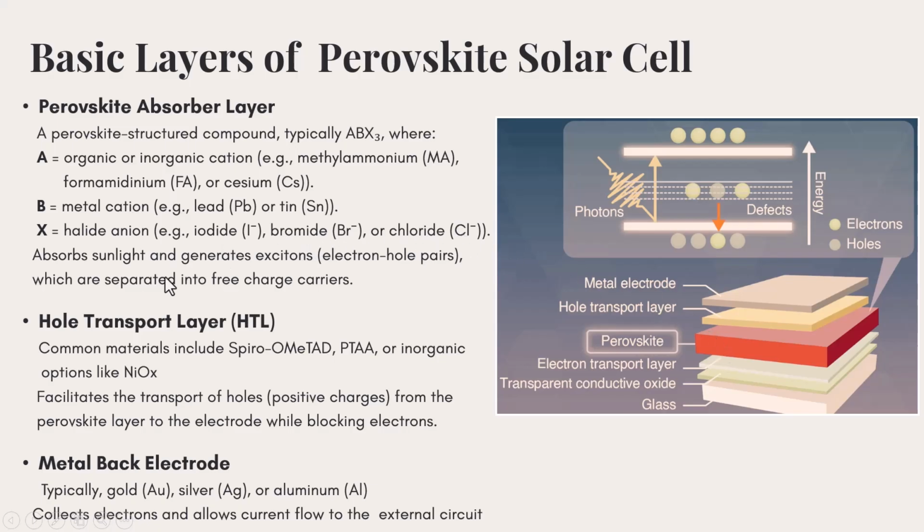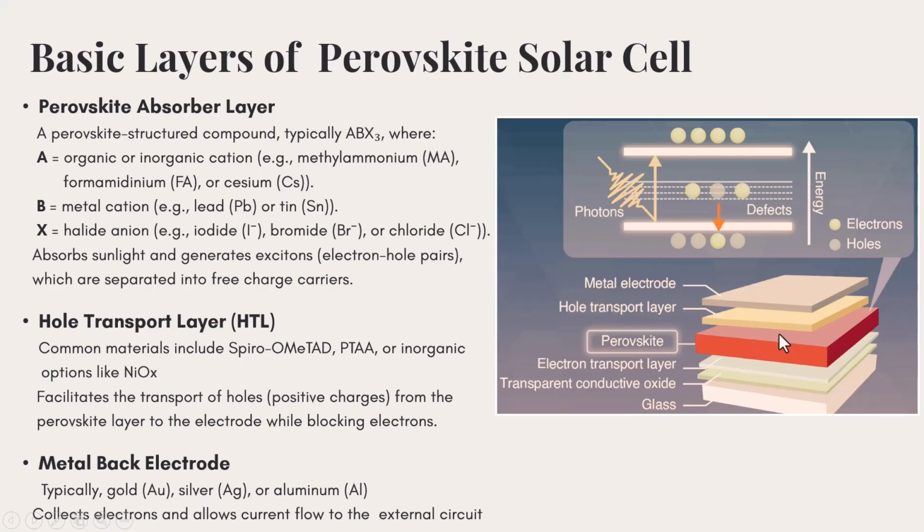This layer absorbs light and generates electron and hole pairs, which are separated into free charge carriers. So the electrons and holes that are generated here are separated into free charge carriers, while the electron goes to the electron transport layer, the hole goes to the hole transport layer.